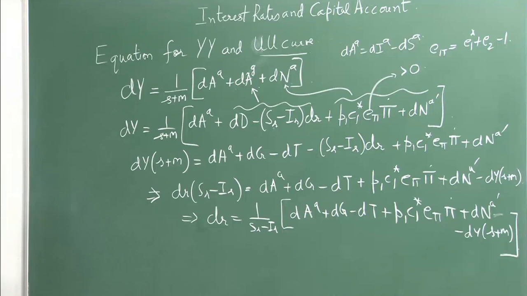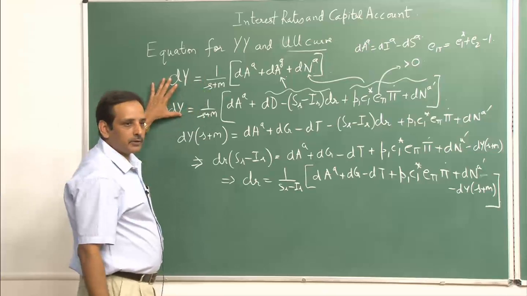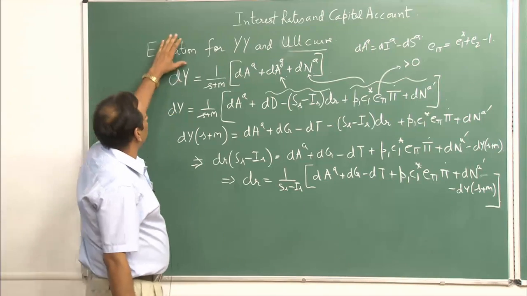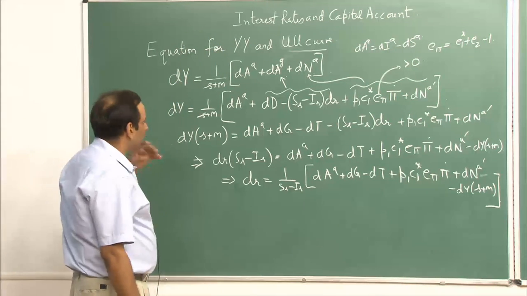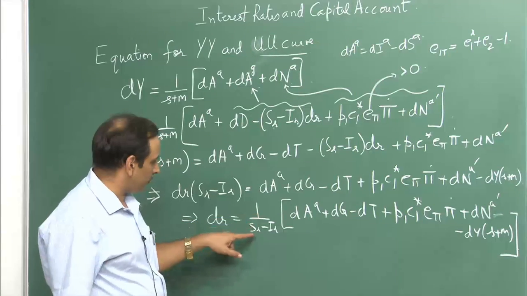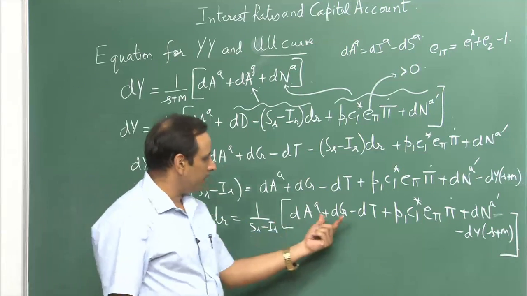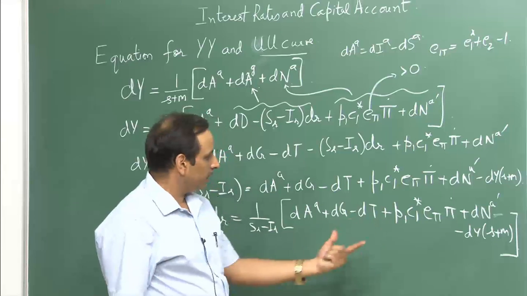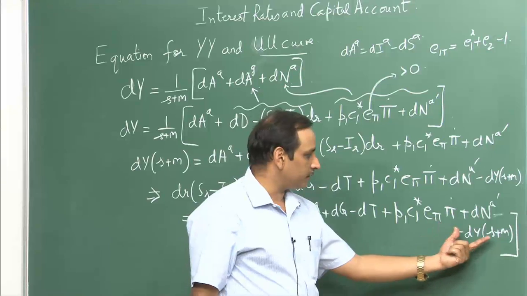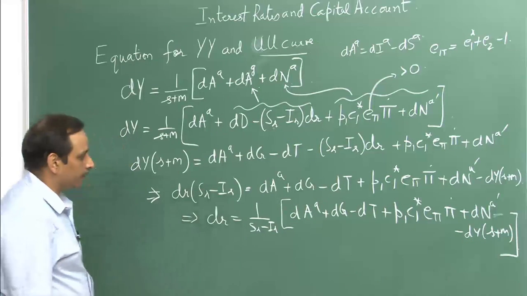So, I am sure you are familiar with this equation, because this is what we have been discussing for long. Now, for the equation for the YY curve, if you solve for DR, you would get this to be 1 upon SR minus IR, DAA plus DG minus DT plus P 1 C 1 star E pi pi dot plus DNA dash minus DY S plus N.